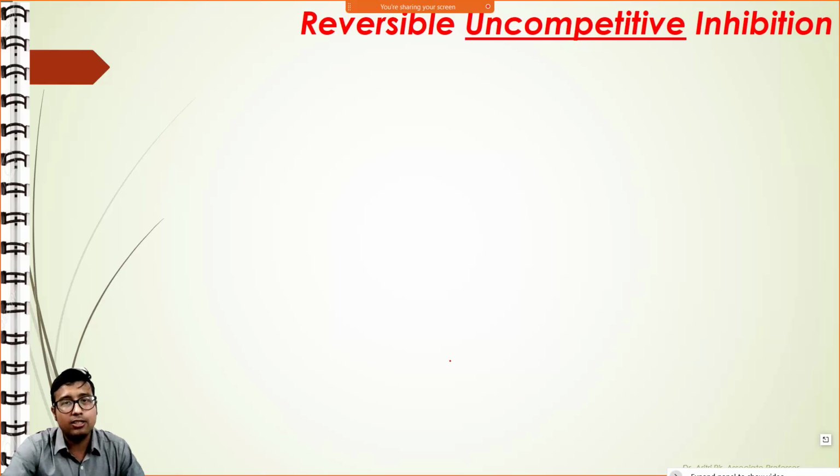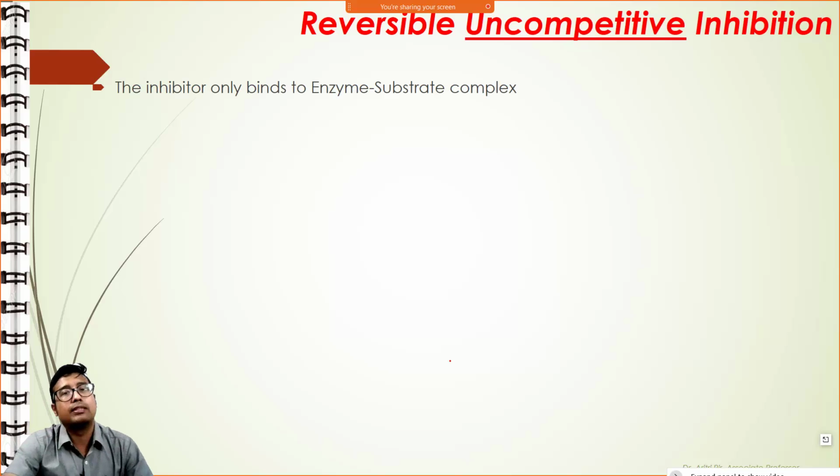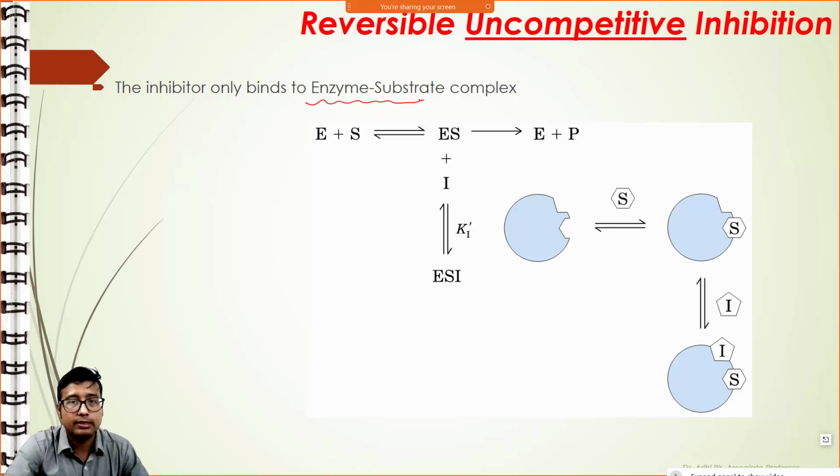If you are studying Lehninger or another textbook, over there, competitive and uncompetitive are the two main categories, and non-competitive comes much later. This is important. Why? Because the inhibitor only binds to the enzyme substrate complex. Mind it, in case of non-competitive, the inhibitor could bind to both the enzyme or ES, and ultimately the enzyme substrate inhibitor ESI complex is formed. But in case of uncompetitive, the inhibitor can only bind to the enzyme substrate complex, right? So only after the ES has formed, it can form ESI.